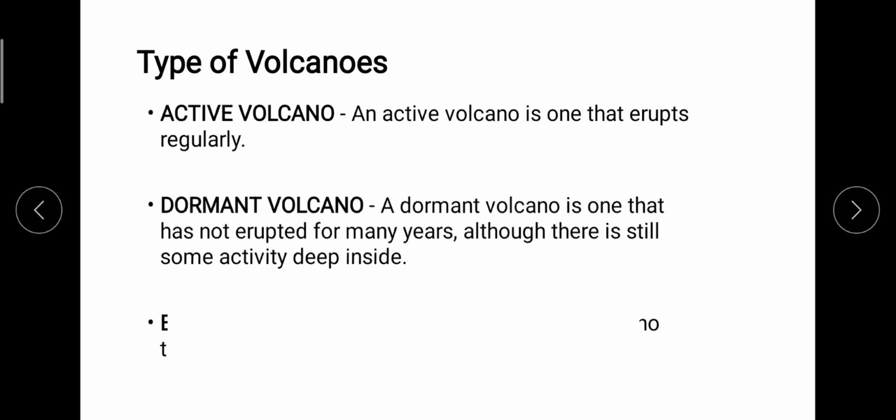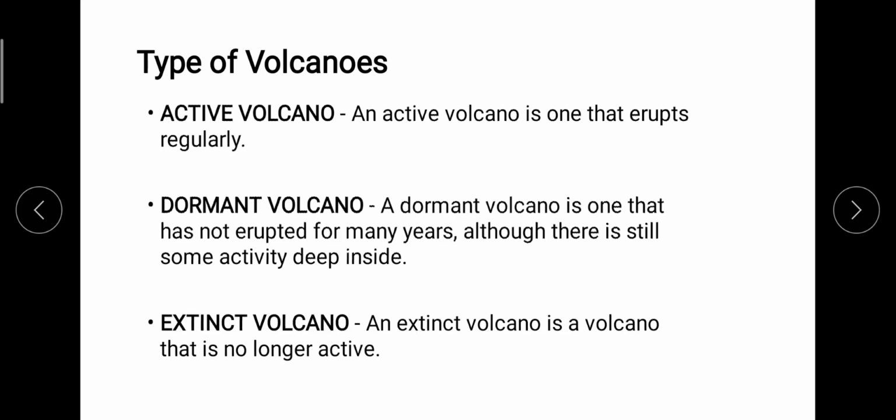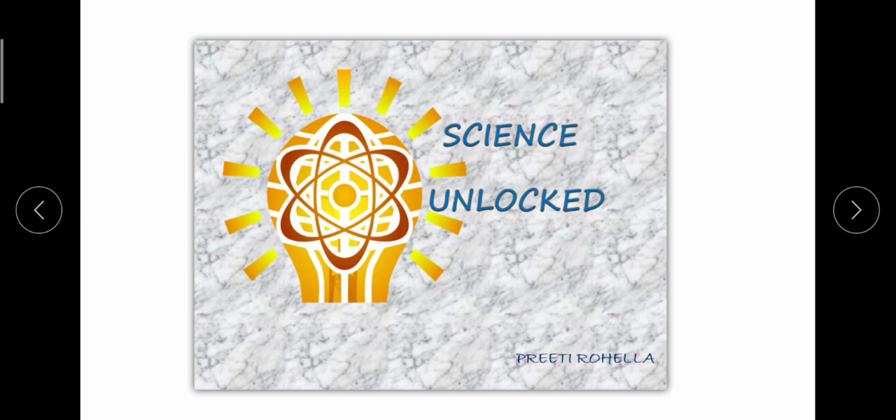Last but not the least is the extinct volcano, the volcanoes which will not erupt anymore, meaning they are no longer going to erupt, and they will not cause any sort of eruption in terms of the particular calamity. So with this we are done with the topic of volcano as well.